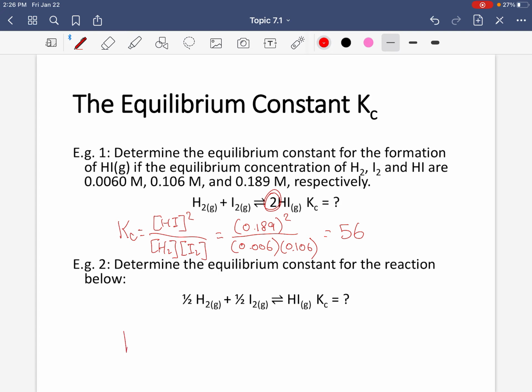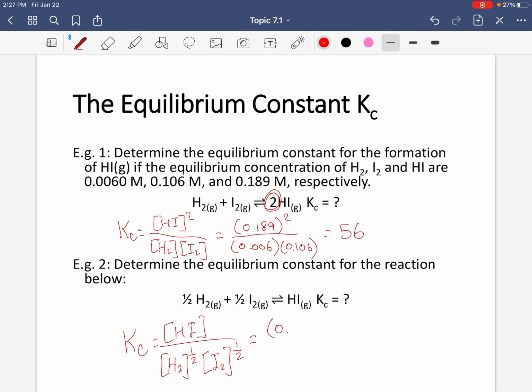Well, let's do this. Kc is equal to, in this case, [HI] over [H2] to the power of a half, which is really square rooting it, times [I2] to the power of a half, which is, again, really square rooting it. So let's put these numbers down, okay? We use the same numbers. The reason is that there shouldn't be any difference in terms of concentration. Concentration should remain the same in an equilibrium expression, okay? But then, of course, the equilibrium constant in this case will change.